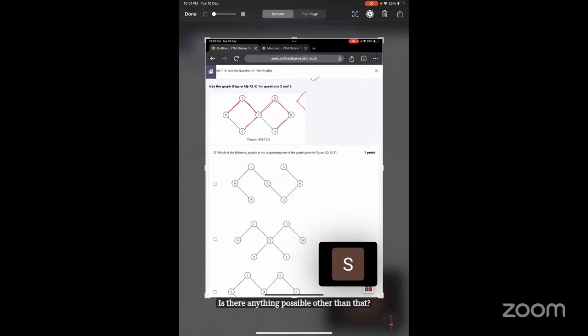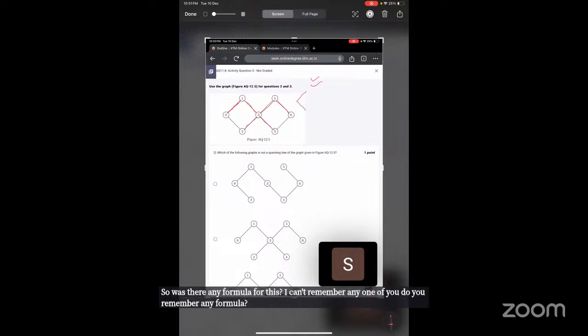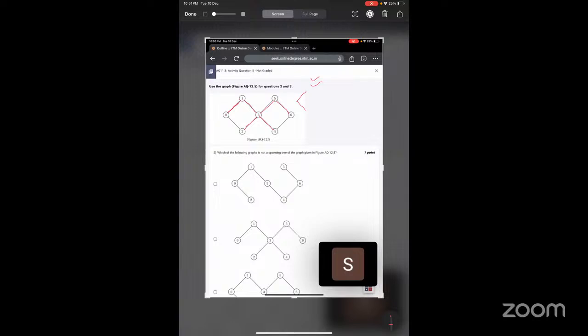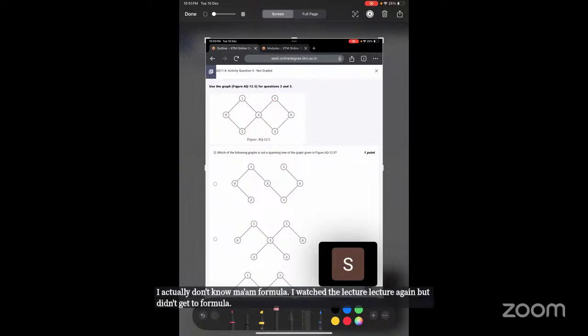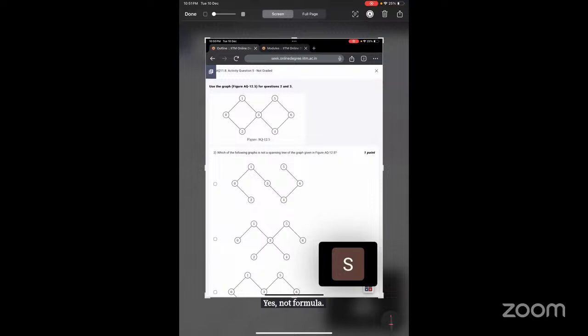So we can take a second thing. Instead of this, we can take this. So this is a second. Was there any formula for this? I can't remember. Any one of you, do you remember any formula? I actually don't know, ma'am. I watched the lecture again, but didn't get the formula. Yes, not formula. I also can't remember any formula. So maybe we have to just check it.